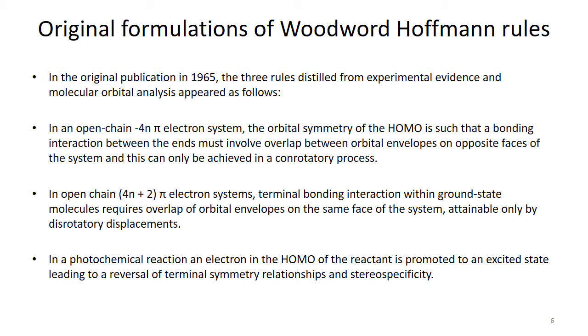When we move from the thermal to the photochemical reaction, all these rules are reversed. In the photochemical reaction, we are talking again about the HOMO, but for a 4n pi electronic system, it shall follow a disrotatory process, and we have a suprafacial interaction here. But in the case of a photochemical reaction with a 4n plus 2 pi electronic system, which was previously disrotatory in the thermal reaction, here it is conrotatory, and in this case we have an antarafacial kind of relation.